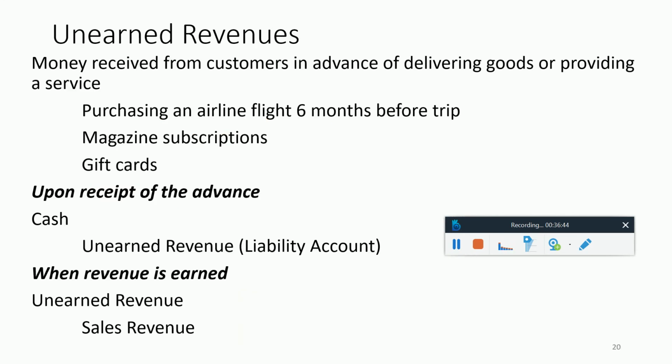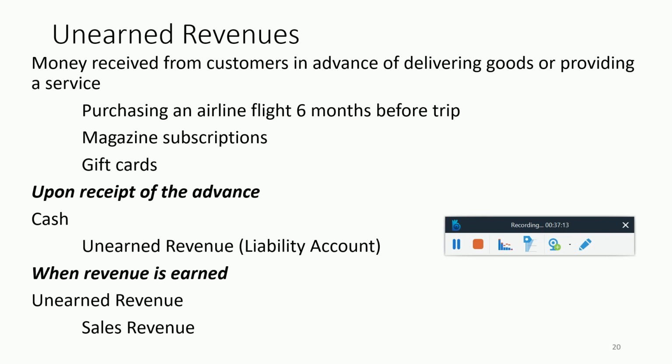Now, depending on your company, there are a ton of different types of unearned revenue. Unearned revenue generally represents money that is received from customers in advance of delivering goods or providing a service. So unearned revenue is a type of customer advance or deposit. Every day we're doing things that result in companies having to record unearned revenue.